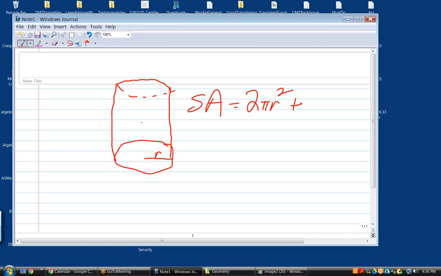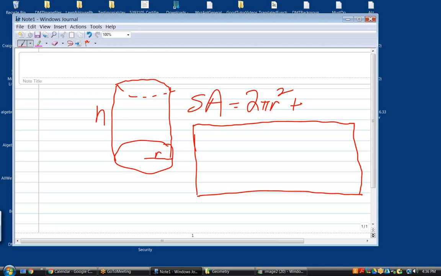Think if I had a label that just perfectly fit around that soup can, and I peeled the label off, it would have this shape, right? Yeah. Rectangular, where this would be the height. What's the distance from here to here? That would be the length around the side of the soup can, right? Well, what is that distance?